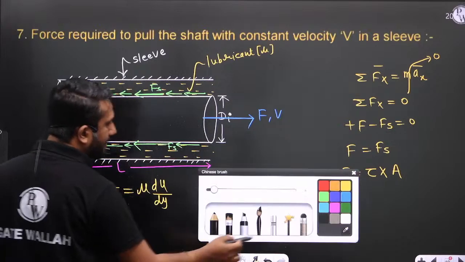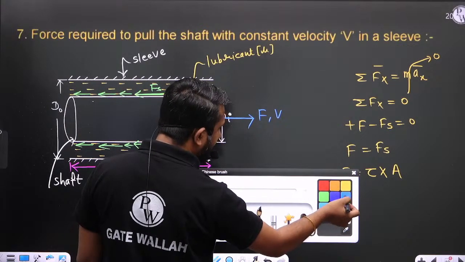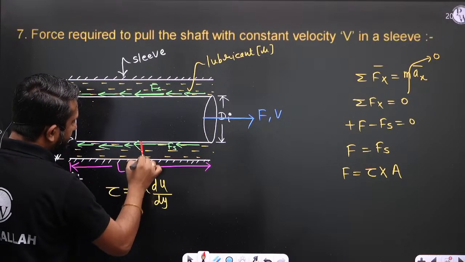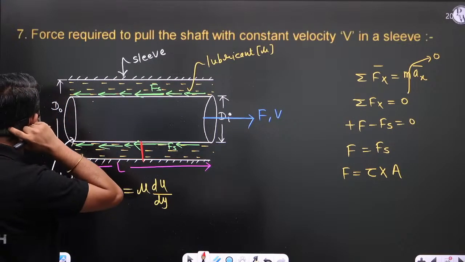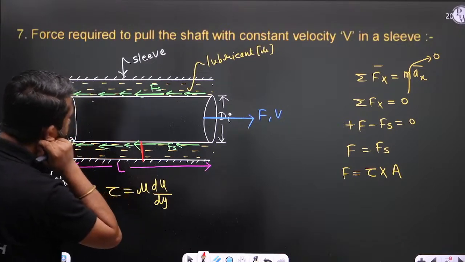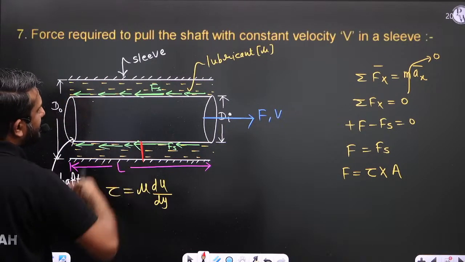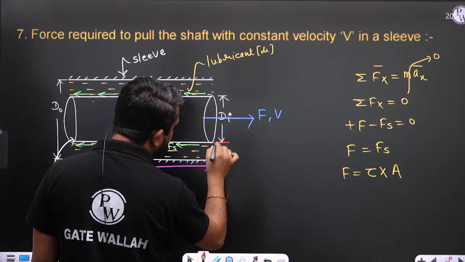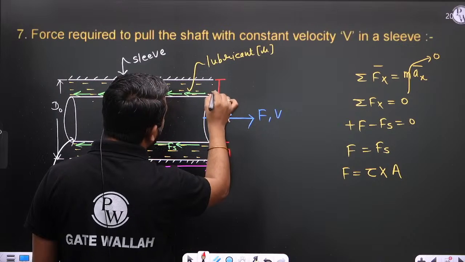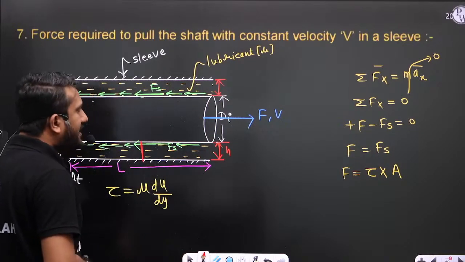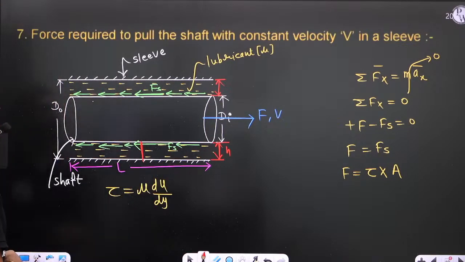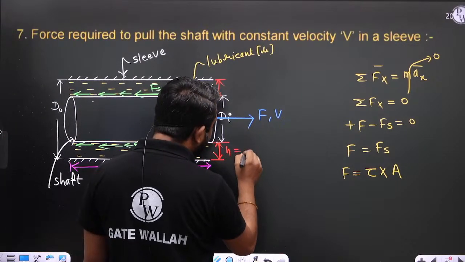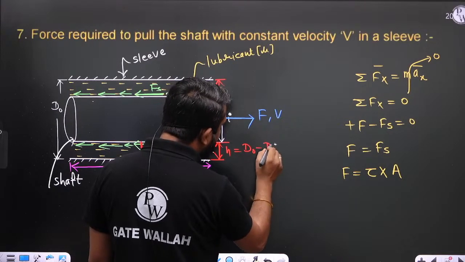Now if you see the velocity profile at any section in the gap, the velocity profile is not mentioned. And what is this gap? Tell me. The complete gap is d naught minus di. So what about this h? You can say this is d naught minus di divided by 2.